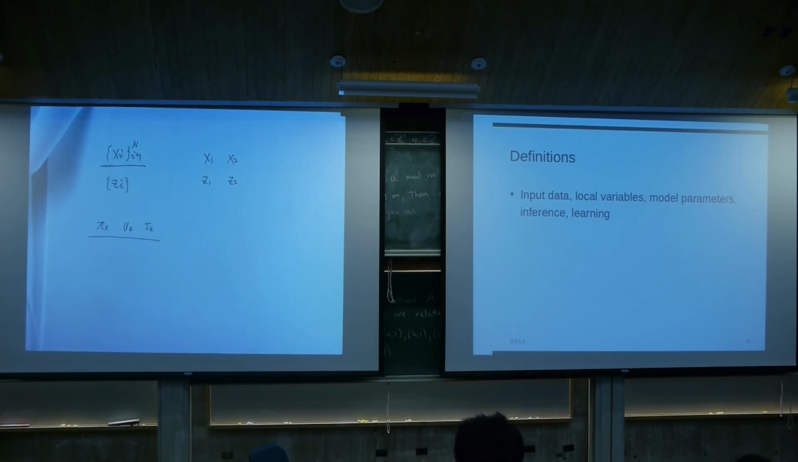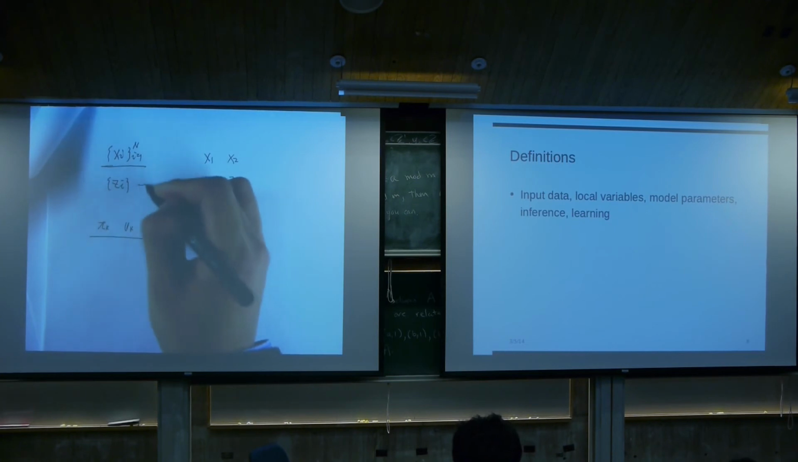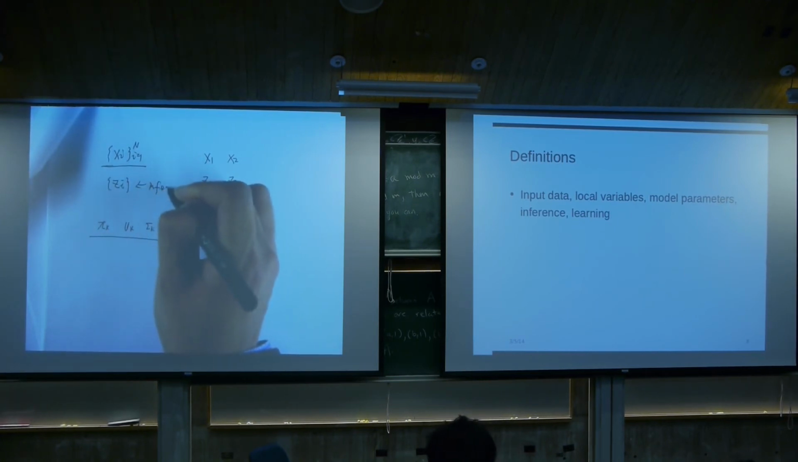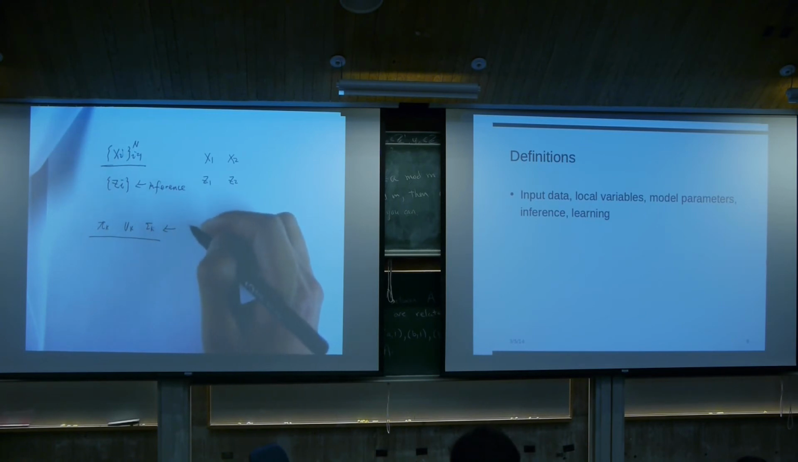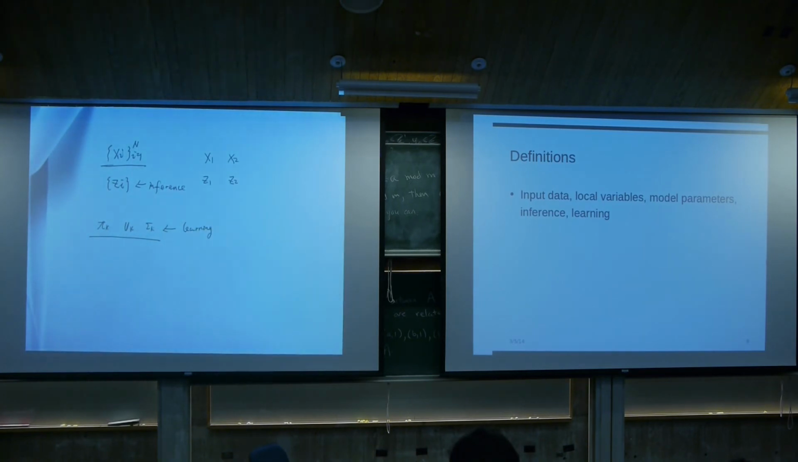To estimate the local variables, the procedure is called inference. To estimate the model parameters, the procedure is called learning. So inference and learning are basically the methods you use to estimate the unknown variables. If you are trying to estimate the local variables, the procedure is called inference. Otherwise, it is called learning.